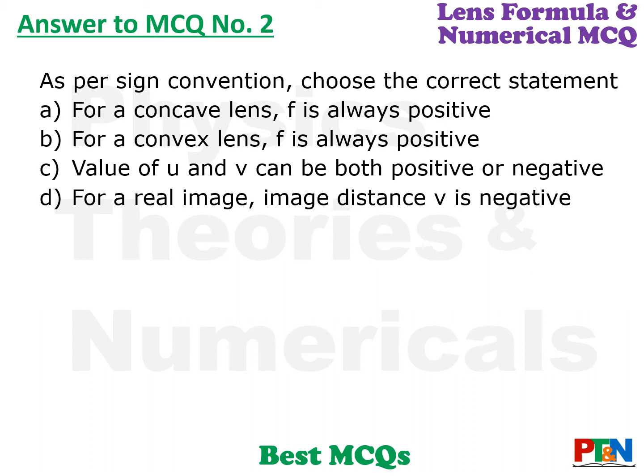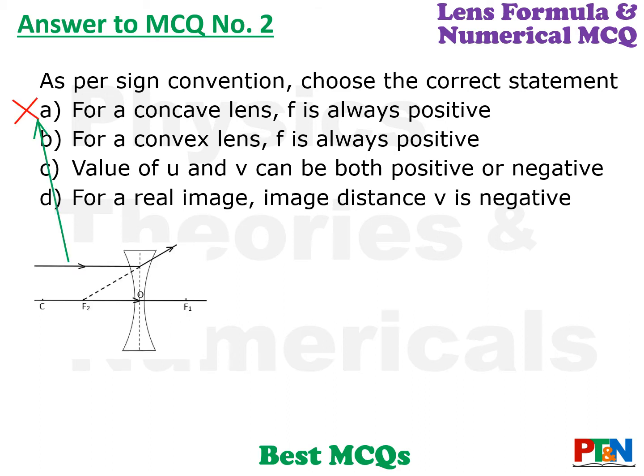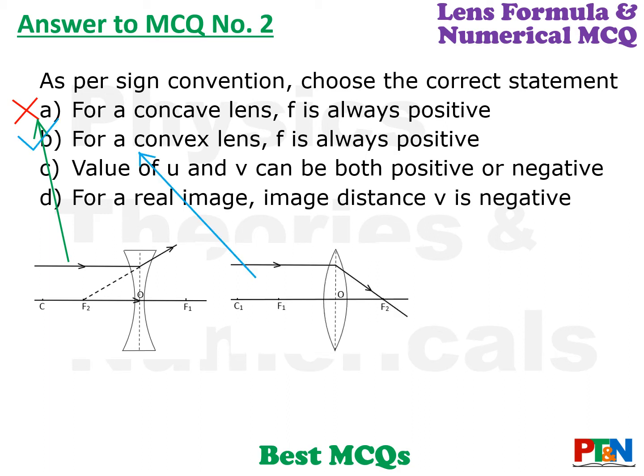Option A. Concave lens. The focus is on the left hand side. So that is the negative side. So for concave lens, focus is not positive, it's negative. So option A is wrong. Option B. The focus is on the right hand side. So the focus distance for convex lens is positive. That is the correct statement.